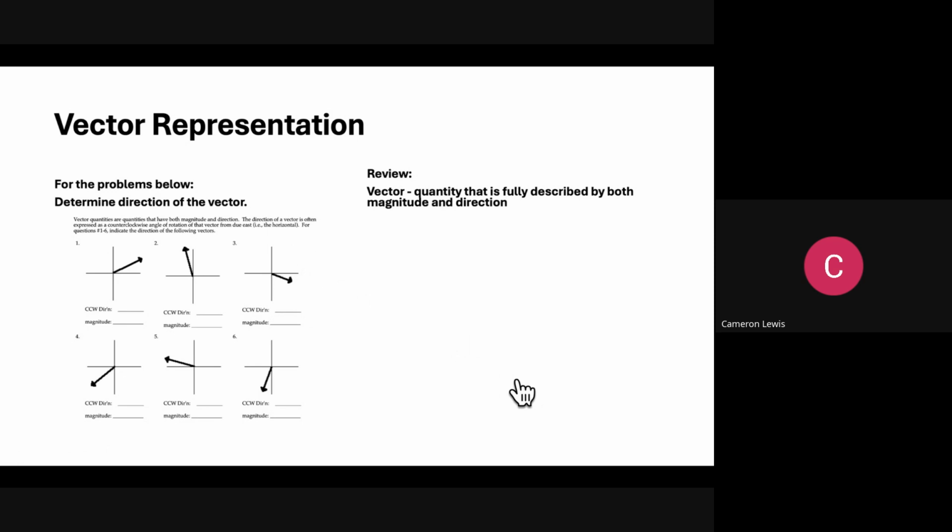Now if I was to go 100% north, which would be up here, which angle do you think that is?